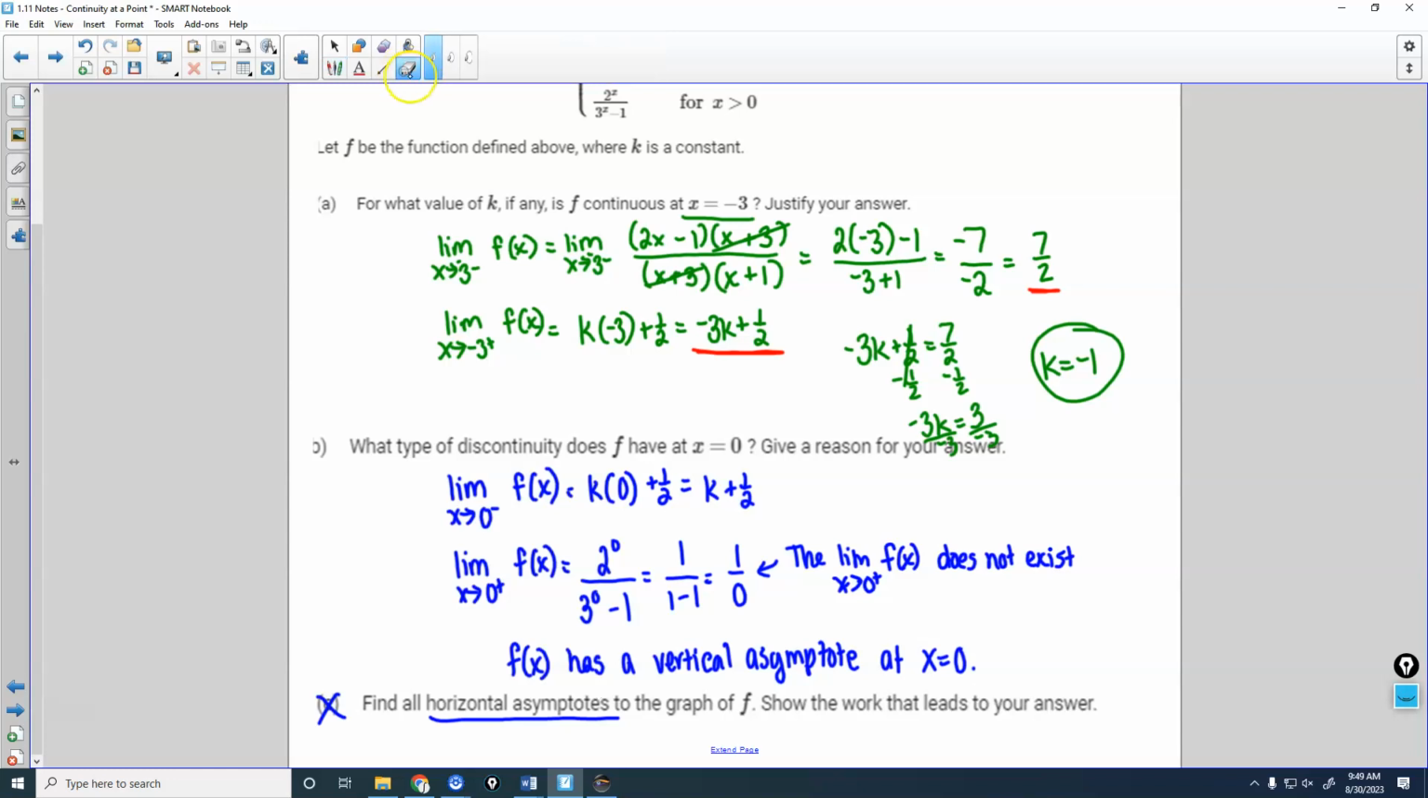Valeria has a good question there. Why would k times 0 be k? It would not. What would it be? It would be 0, so I should have just got a 1/2 there. You're right. Thank you for catching that.